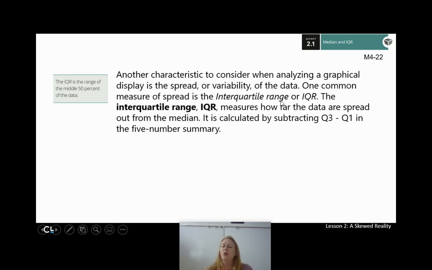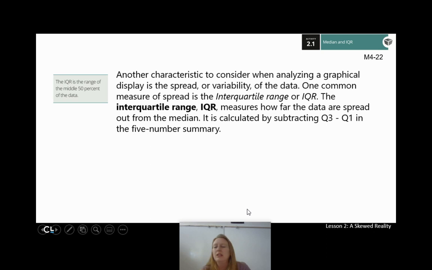And because we don't want to write interquartile range over and over again, we will often refer to it as IQR because we're math people and that's what we do. So the interquartile range measures how far the data are spread out from the median. So here's my median. We said this is a good measure of central tendency. And so that IQR, that interquartile range, tells me how spread out we are from my center.